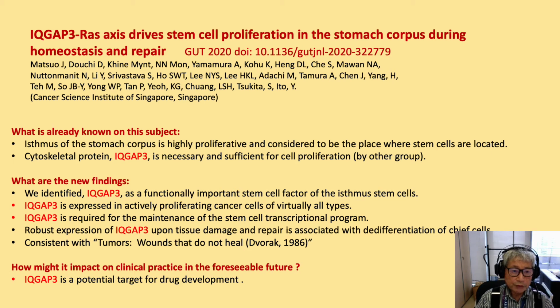I would like to briefly explain our GUT paper published in 2020. Iqgap3-Ras axis drives stem cell proliferation in the stomach corpus during homeostasis and repair.